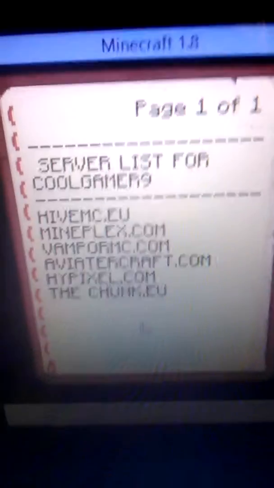And the final one is serverless. This is my serverless I go on. The servers that I usually go on. So Hypixel, Mineplex, Vapor MC, AV Aircraft, Hive MC, and The Chunk.